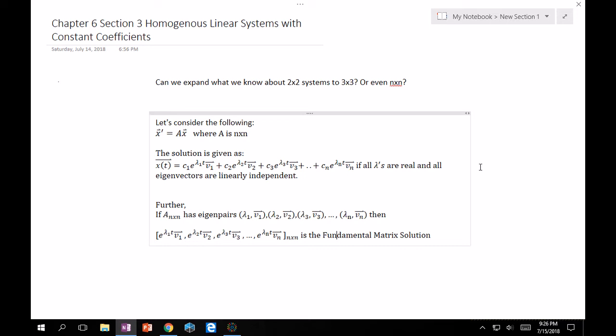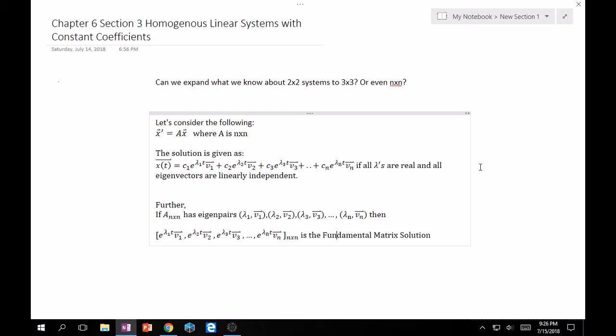So, starting with section 3, the overall arcing theme here is, can we expand what we know about 2 by 2 systems to 3 by 3, or really n by n? So let's consider as always our homogeneous linear system x prime is equal to Ax, except now this time A is going to be n by n. So the solution is given as x of t is equal to c1 e^(lambda 1 t) times eigenvector v1 plus c2 e^(lambda 2 t) eigenvector v2.